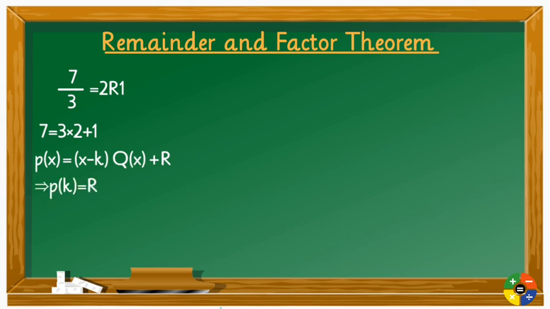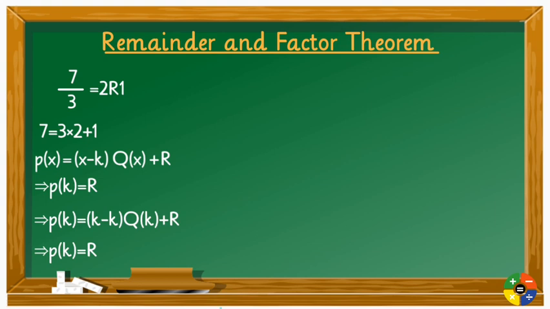To prove this, consider p of x is equal to x minus k into q of x plus r. Substituting x is equal to k, we obtain p of k is equal to k minus k into q of x plus r. Notice that the first term on the right hand side, k minus k, simplifies to 0, so p of k is equal to r.